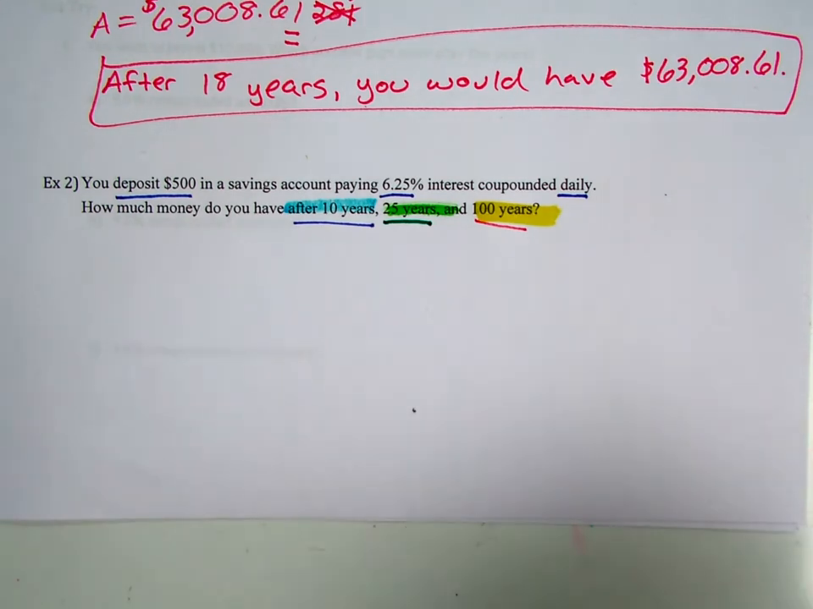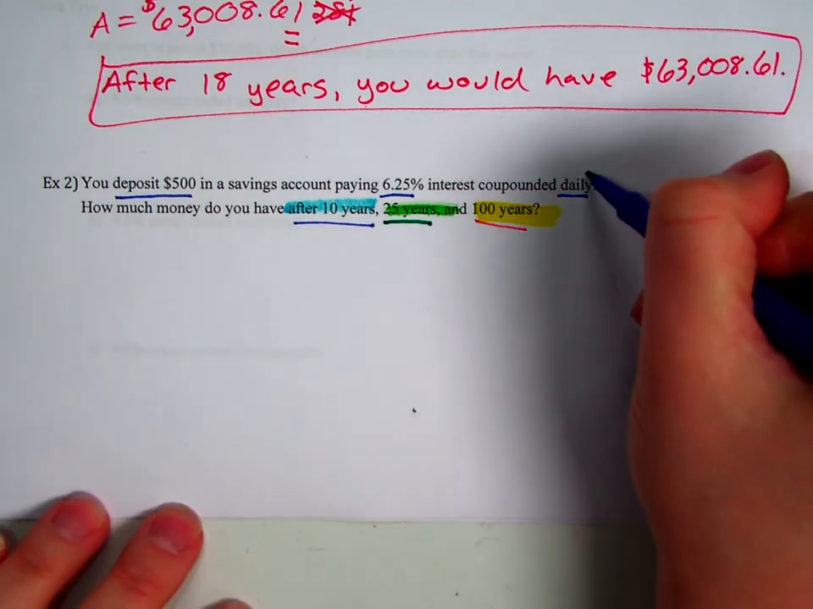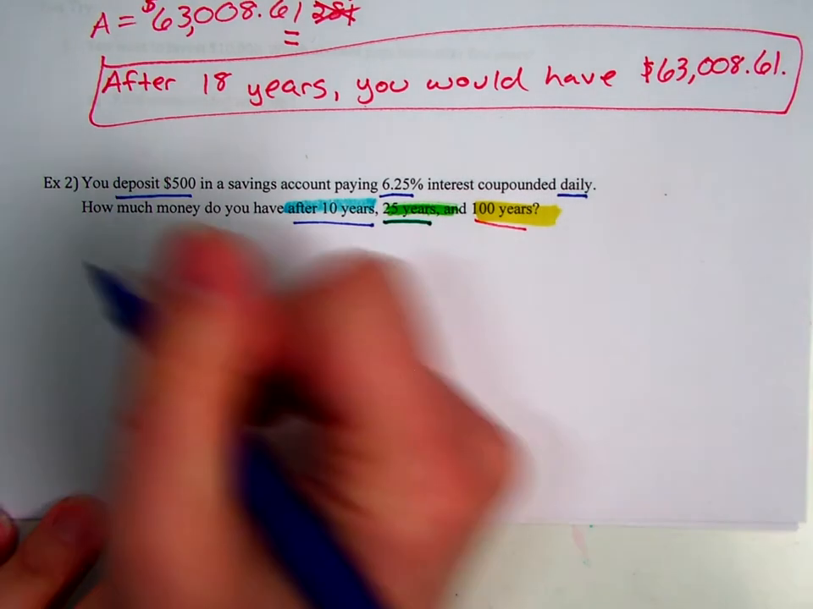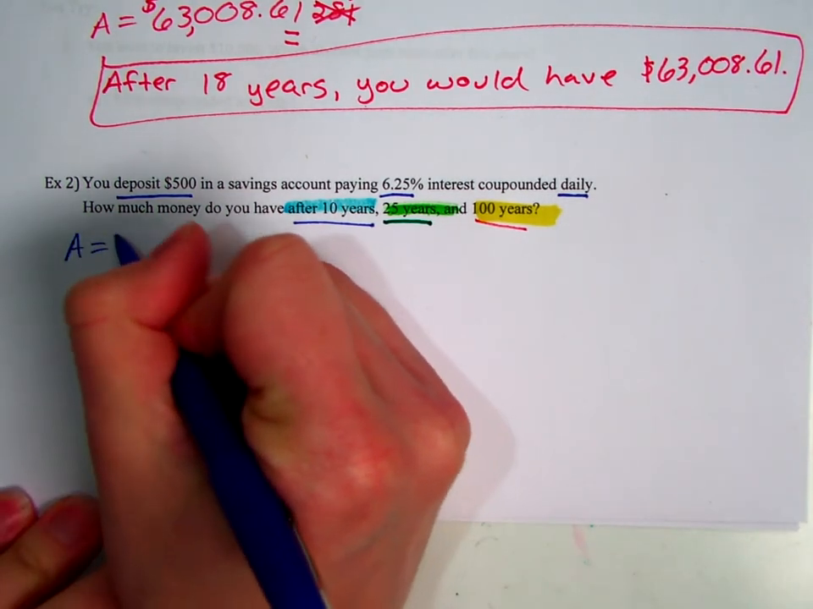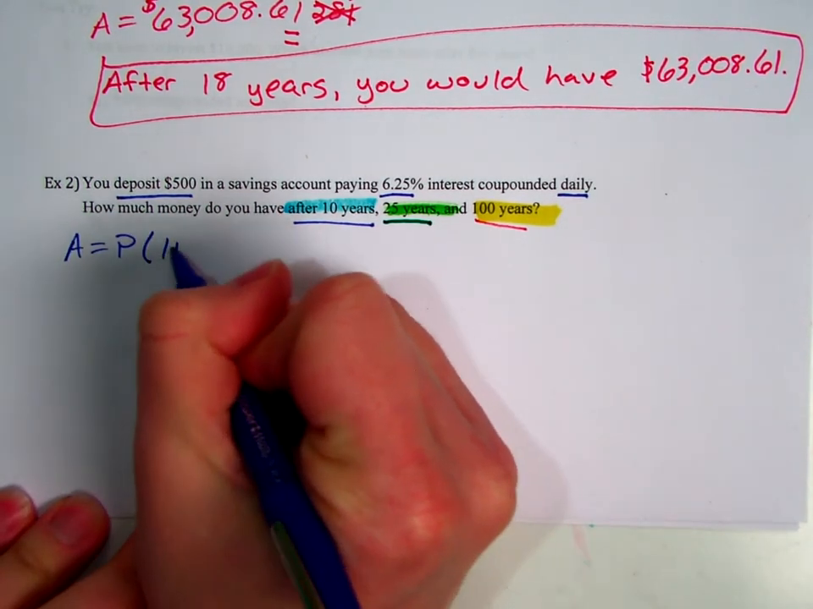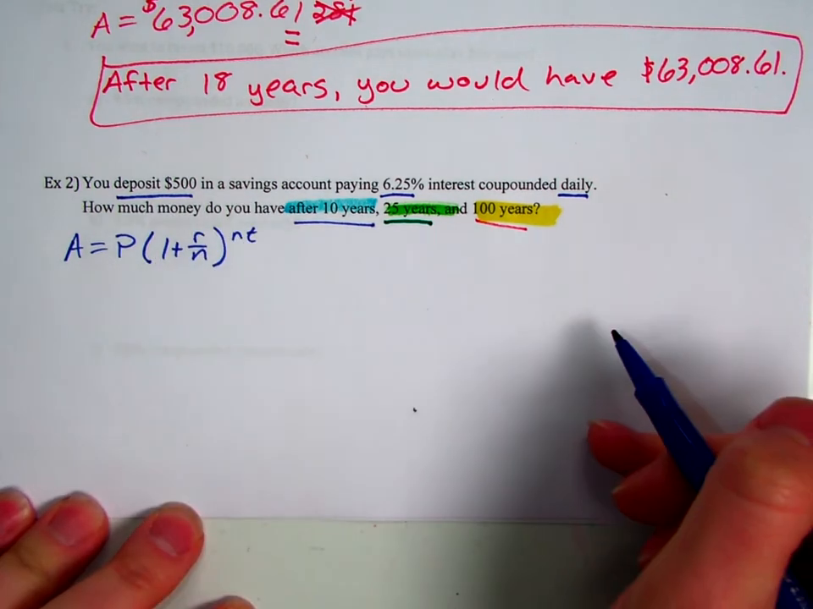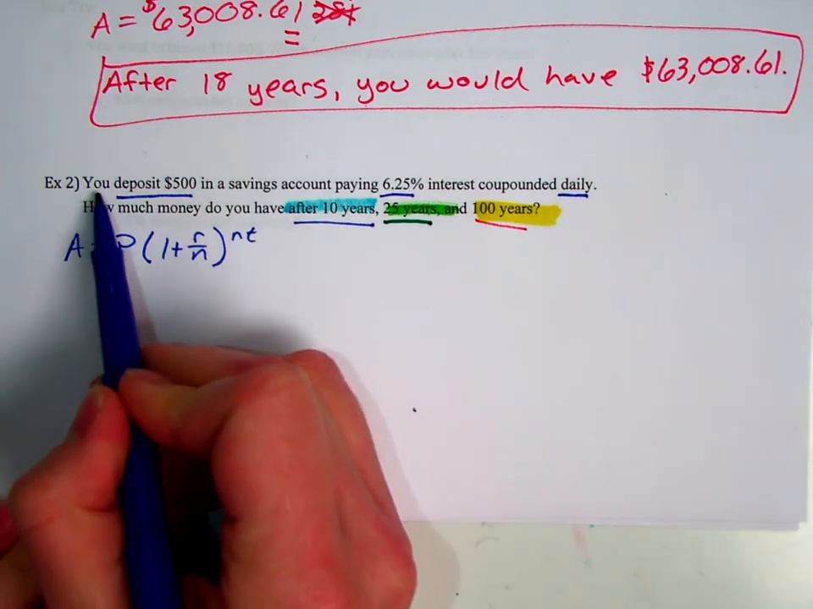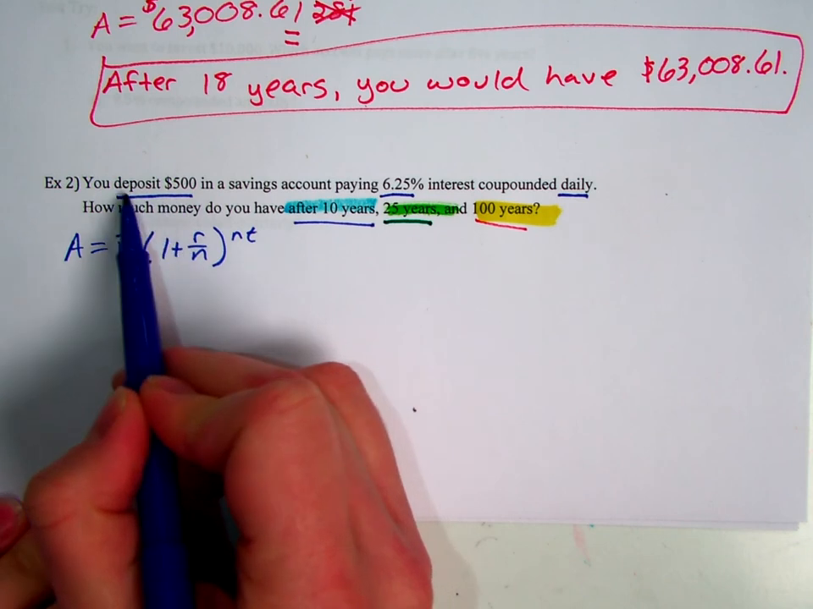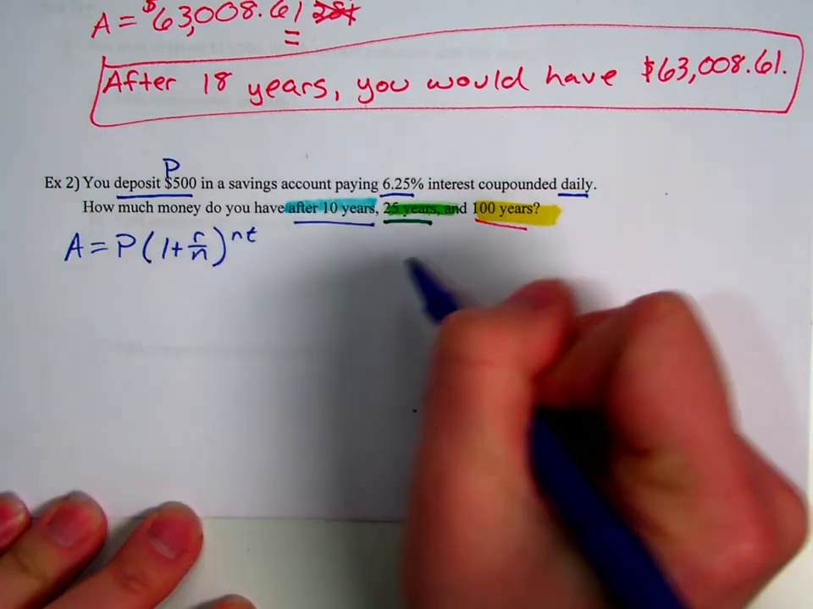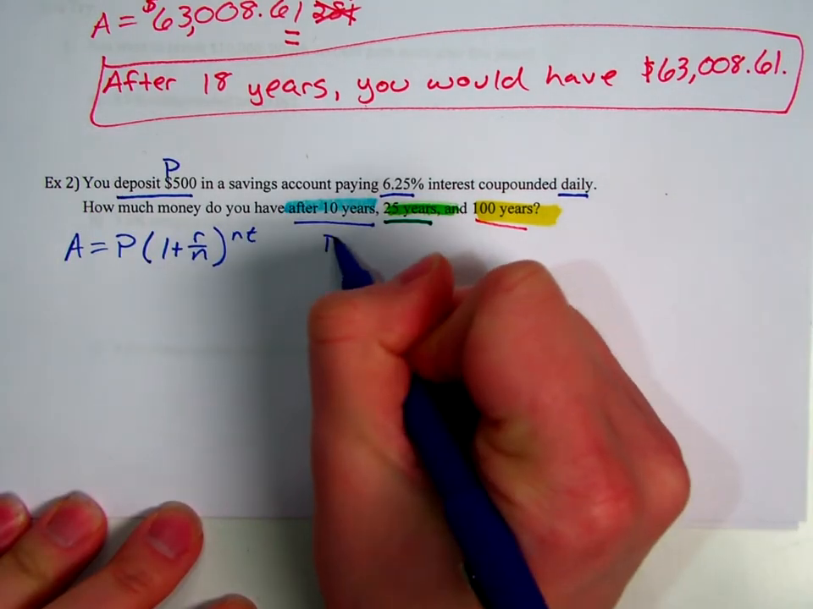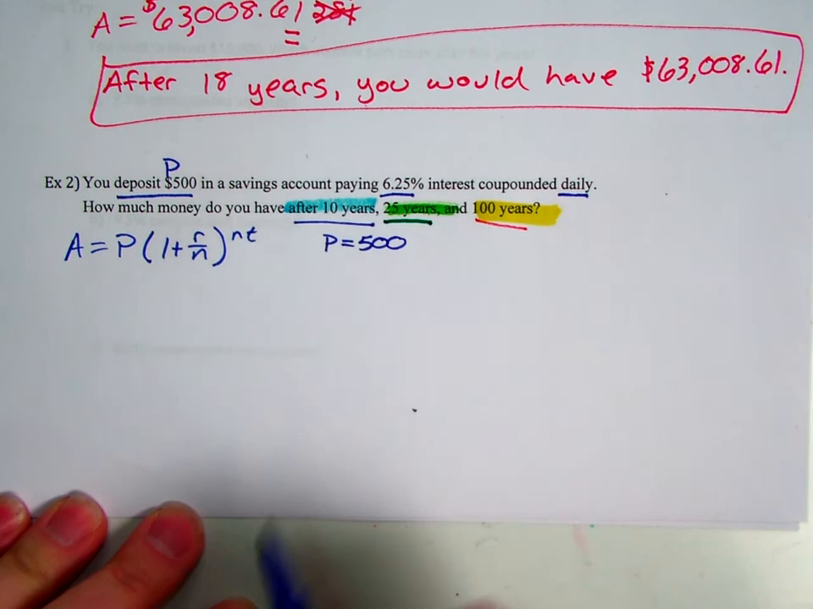The basic formula is still the same though. Because it is daily, that tells me that we're going to use that base formula, A equals P, 1 plus R over N to the NT. Now, a lot of these things stay the same. So it says you deposit $500. Well, that's a starting amount, so that's my principal. So my principal on all of them will be $500.